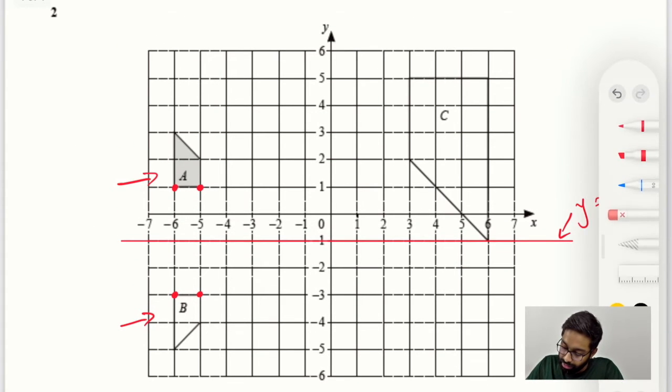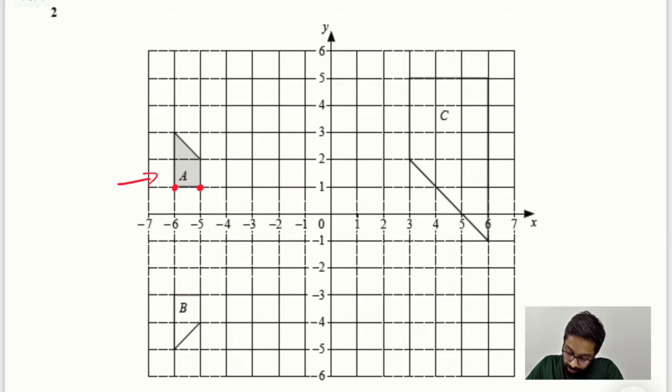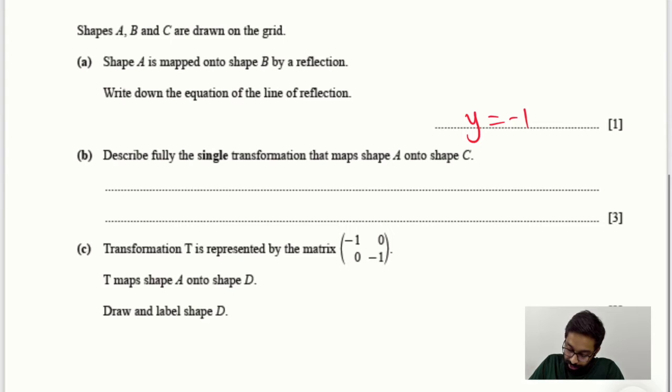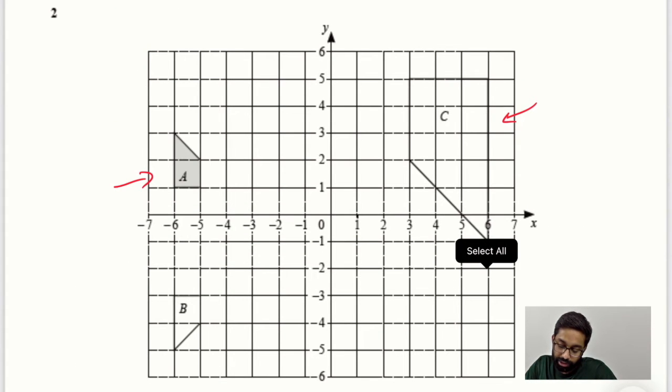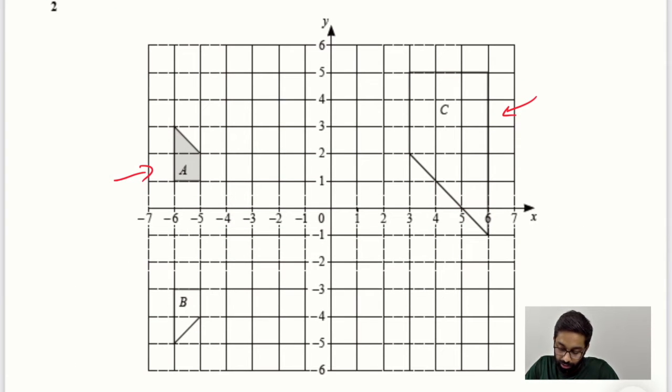Now as you can see, first let me remove all of these points. Okay, so if you can see clearly, shape A is increasing in size when it is mapped onto shape C. That means this is an enlargement. So the first point that you can write here is enlargement. We can also calculate the center of enlargement and the scale factor using these two shapes.